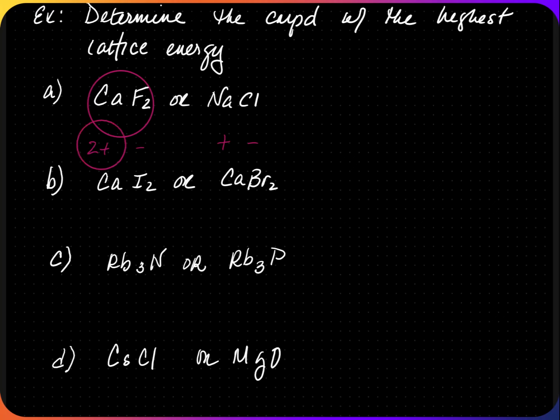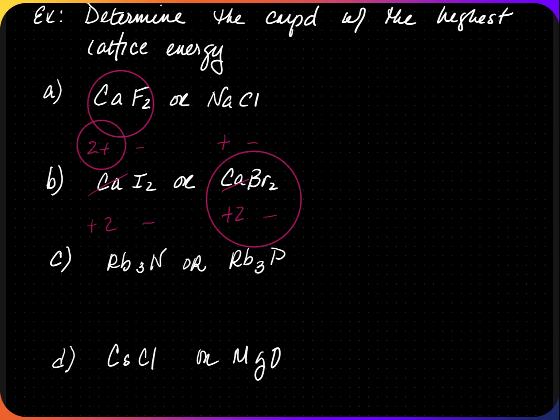For B, we have calcium iodide and calcium bromide. So we could ignore the calcium because they're the same, so they're both going to have the same charge and the same size. Iodine is a minus 1 charge, so is bromine. So that means we have to look at the size. The smaller negative ion will have the higher lattice energy. According to the ionic radius trend, bromine and iodine are in the same family. As I go down, it gets larger, so bromine is the smaller one. So calcium bromide is the smaller compound with the higher lattice energy.